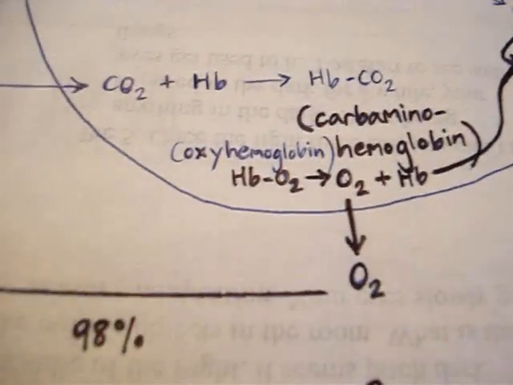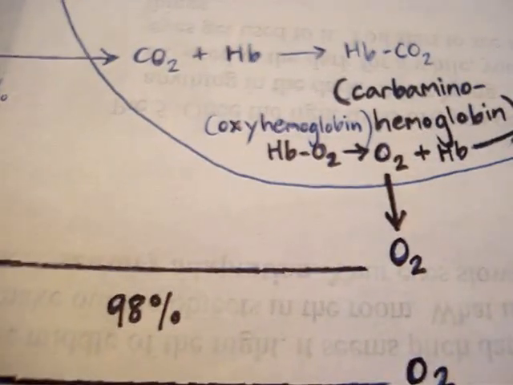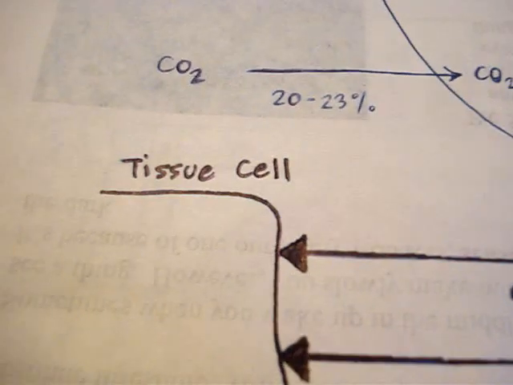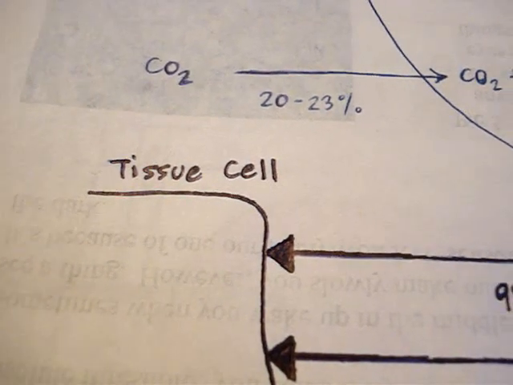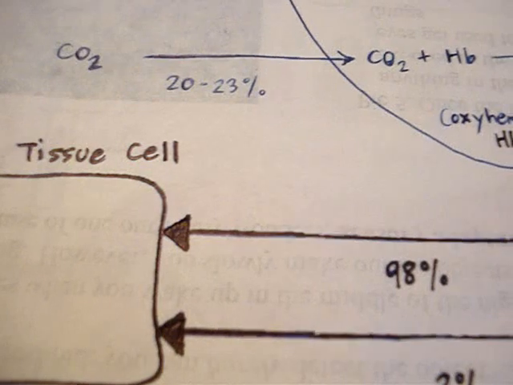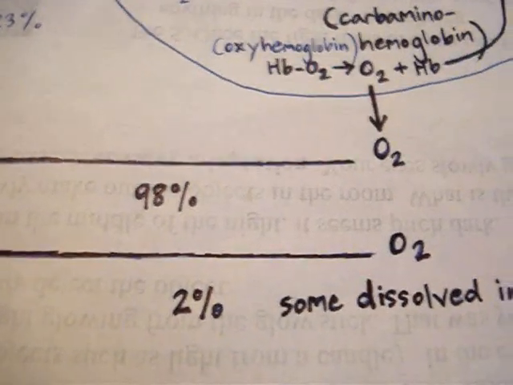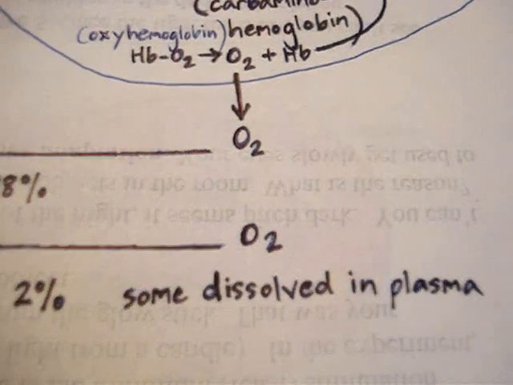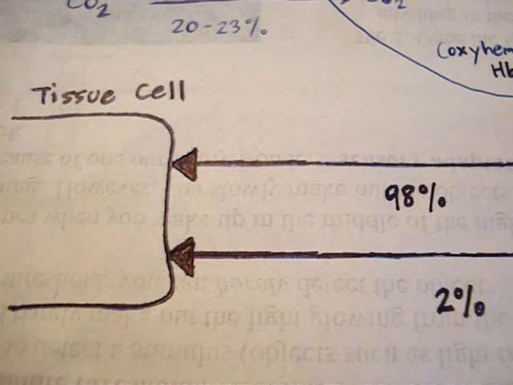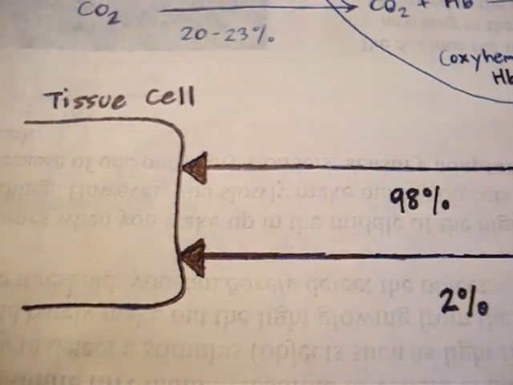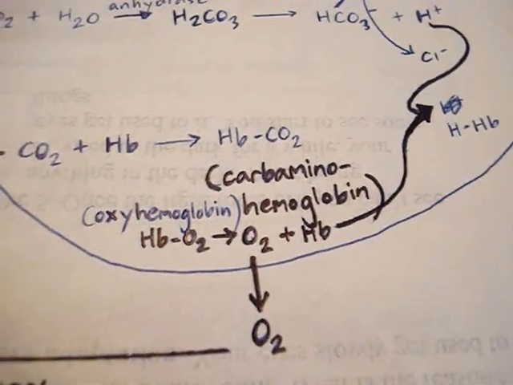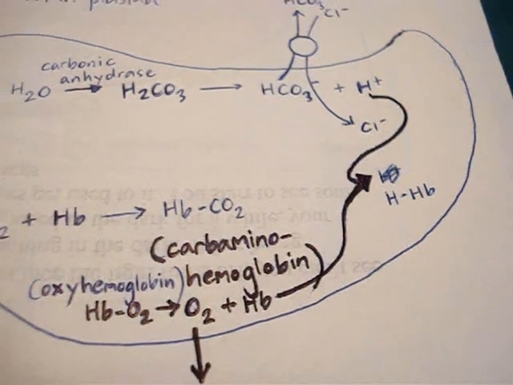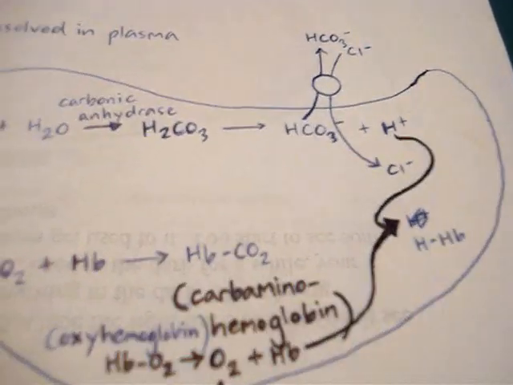So 98% of that oxygen is transported to the tissue cells. Well, it diffuses into the tissue cells, 98%. The remaining 2%, some is dissolved in the plasma, and some is diffused inside the tissue cells. While the hemoglobin left over binds to the remaining hydrogen ions from the earlier reaction.